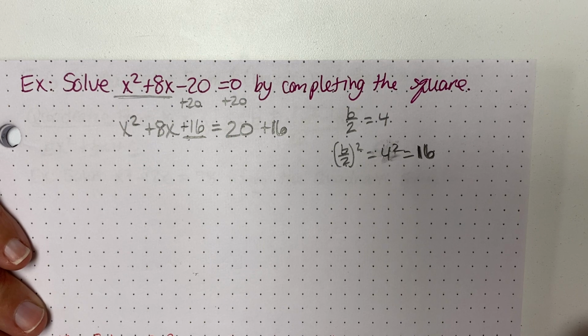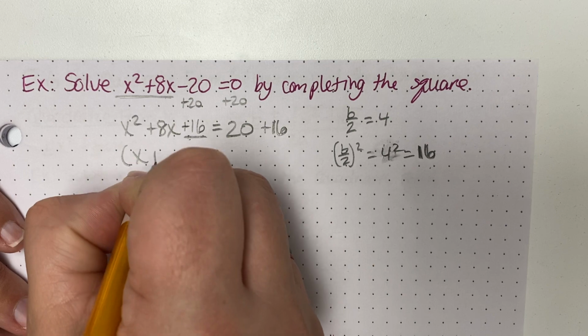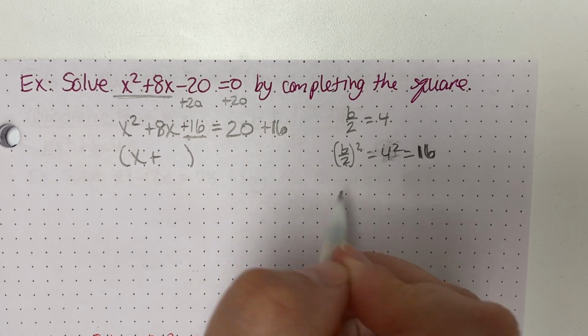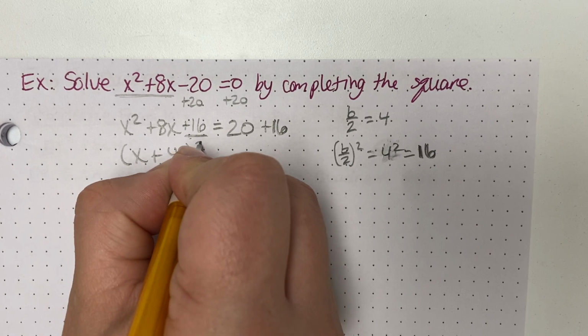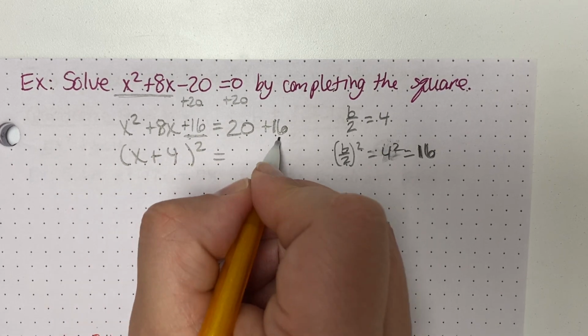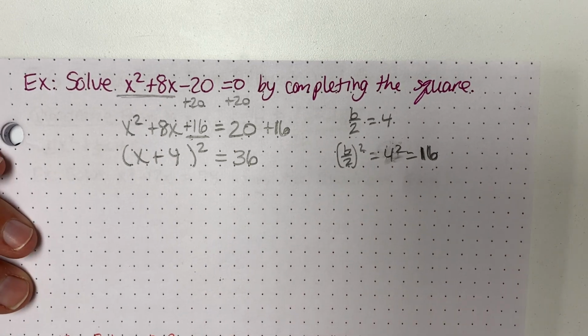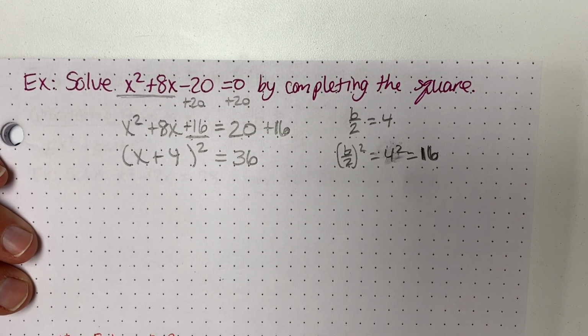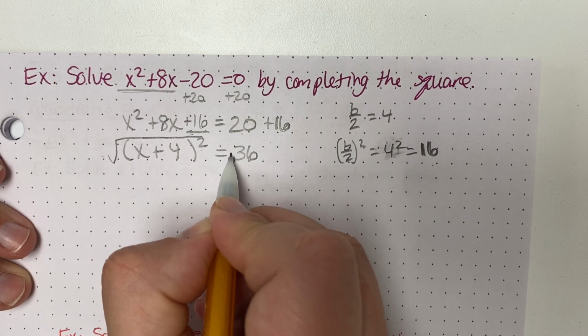Okay. So I'm going to end up with, let's write out our perfect square now. When we write it out, we want that b over 2 piece, so that 4. And over here, I have 20 plus 16, or 36. Now I have an equation set up that I can go ahead and solve. Okay? So in order to get rid of a squared, I can square root both sides.